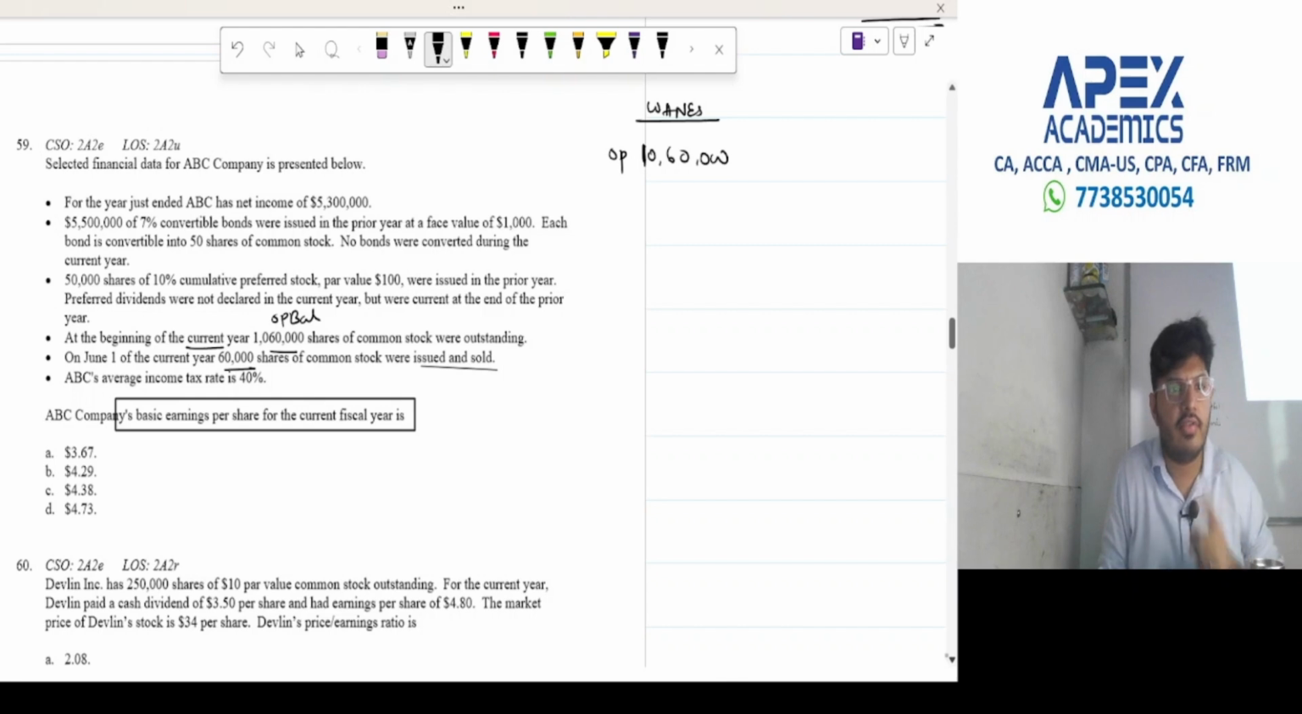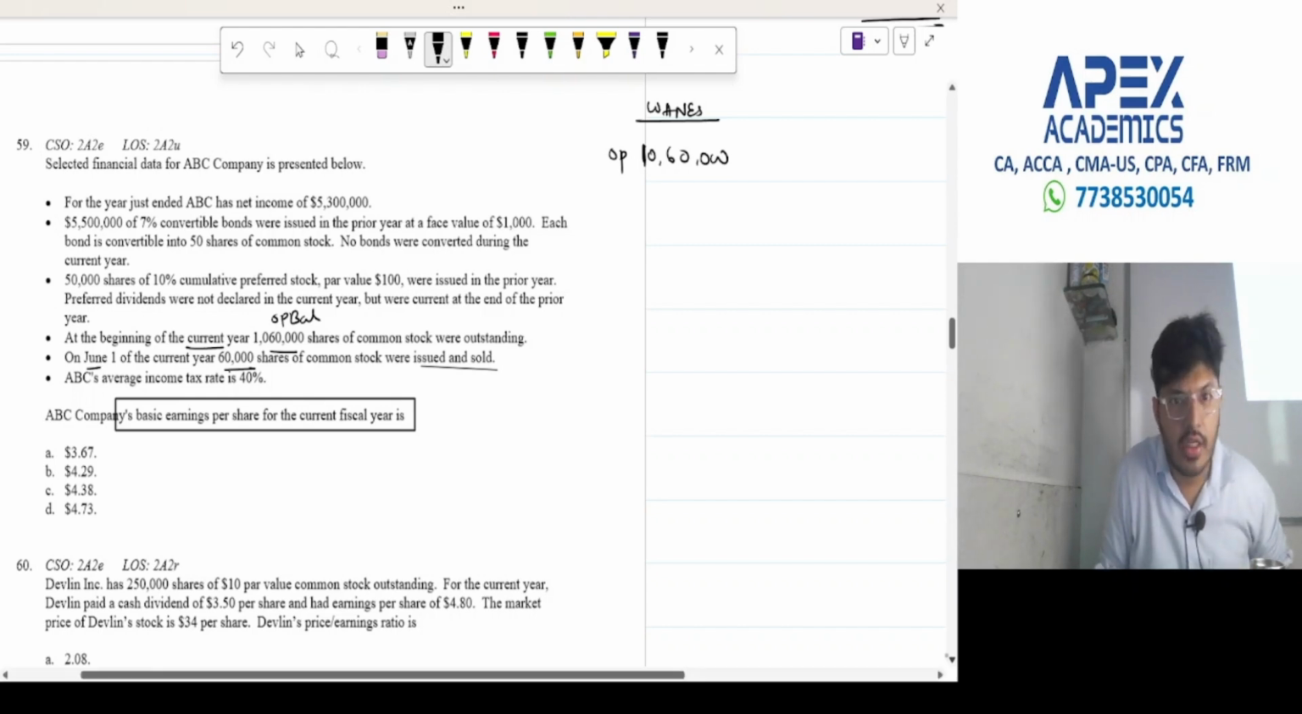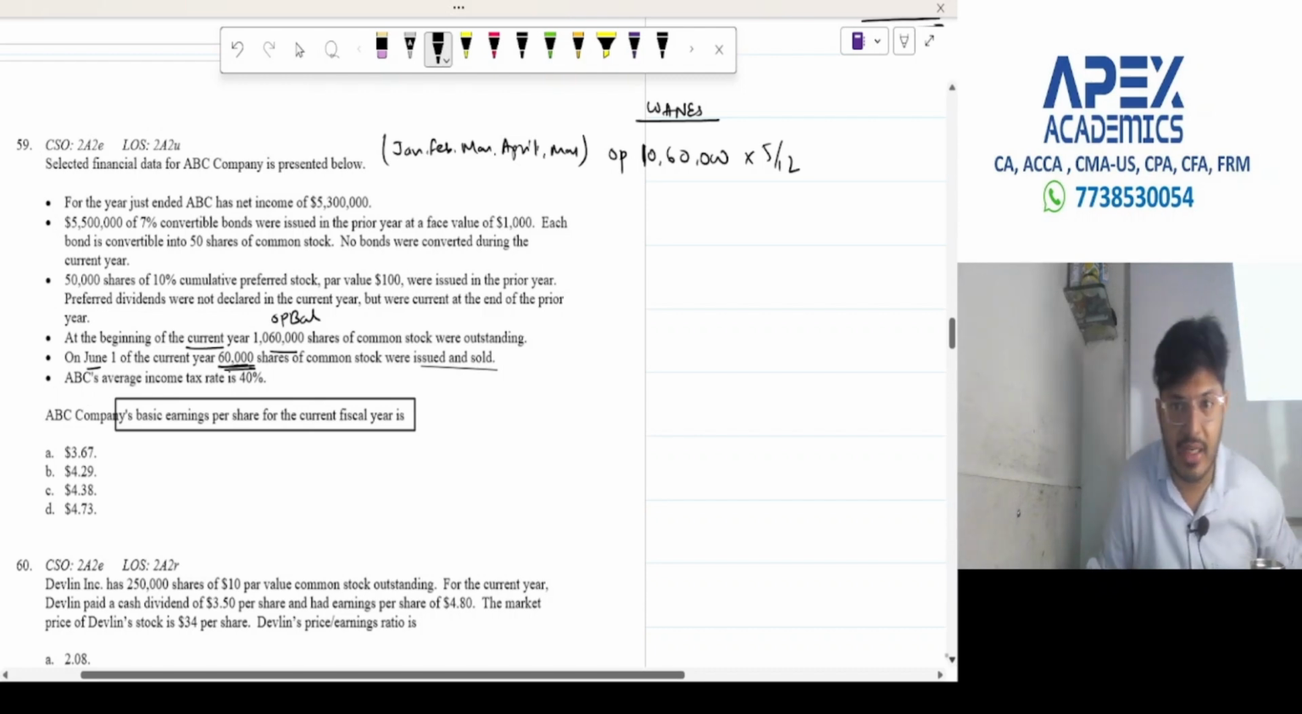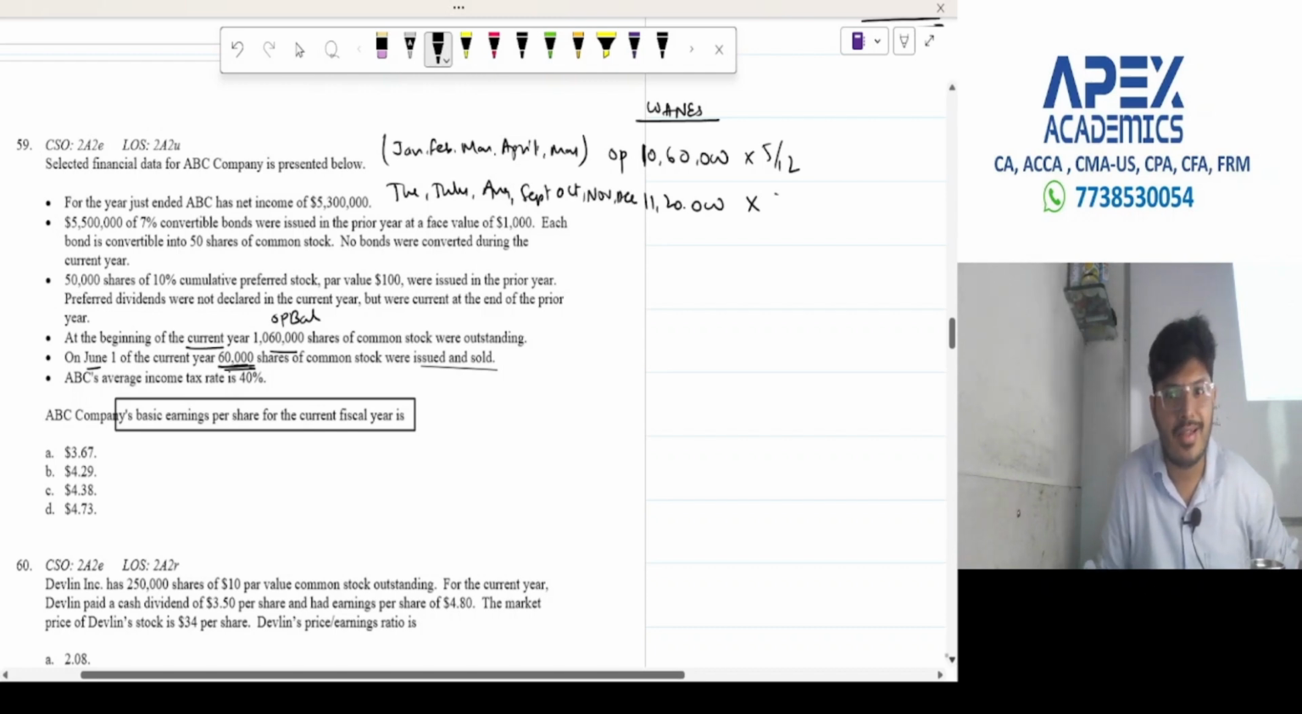Please count. It is starting in January, but then 1st June. So January, February, March, April, May. It is staying with me for 5 months. Then there is a new issue of 60,000 shares. So 10,60,000 plus 60,000 becomes 11,20,000. Just check on the calculator once. From June 1st: June, July, August, September, October, November, December. That is 7 months.